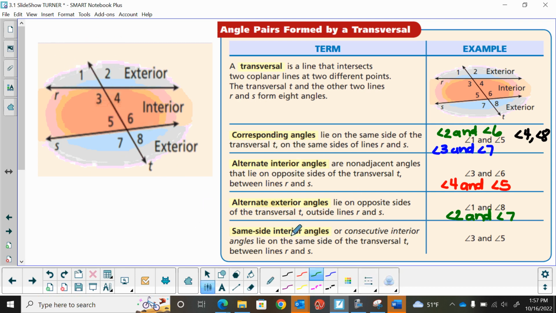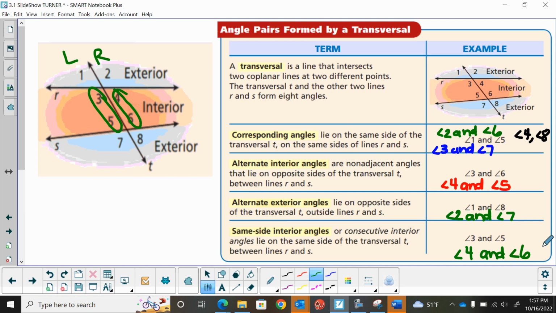And then the last type, the last pair, is same side interior. So we're jumping back to the interior, but now on the same side of the transversal. So there are 2 examples of this type. There's 4 and 6. They're both on the right side of the transversal. And then 3 and 5 are both on the left. So angles 3 and 5, and angles 4 and 6.